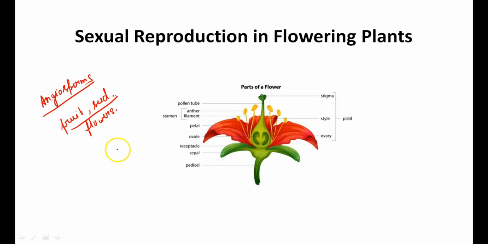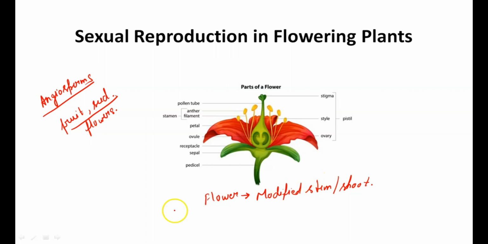So what is a flower? Flower is a modified stem or modified shoot. So this is our flower, and this is also known as a shoot, right? Which functions as a reproductive organ and produces egg or pollen, right?